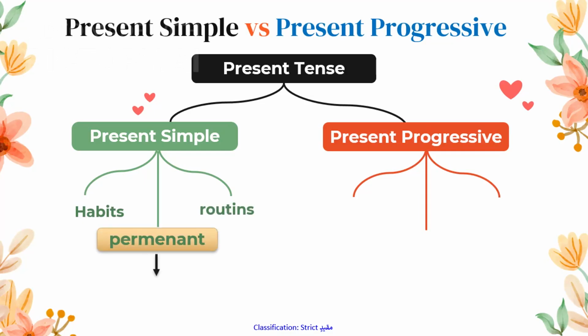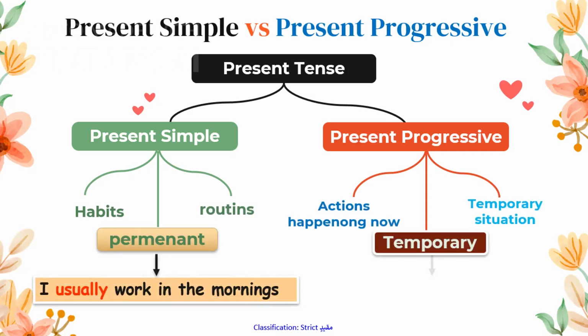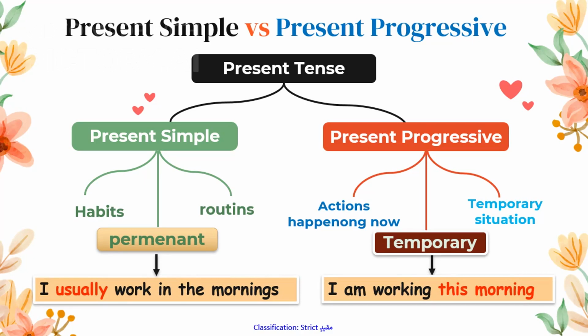Understanding the difference between present simple and present progressive is crucial. Present simple describes permanent habits and routines, while present progressive focuses on actions happening now or temporary situations. Let's see how these tenses shape our communication.